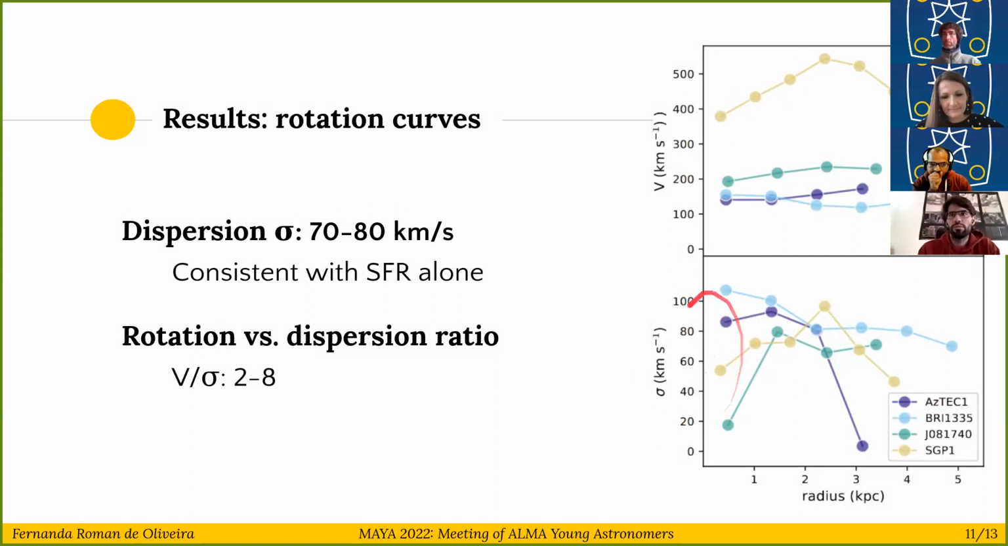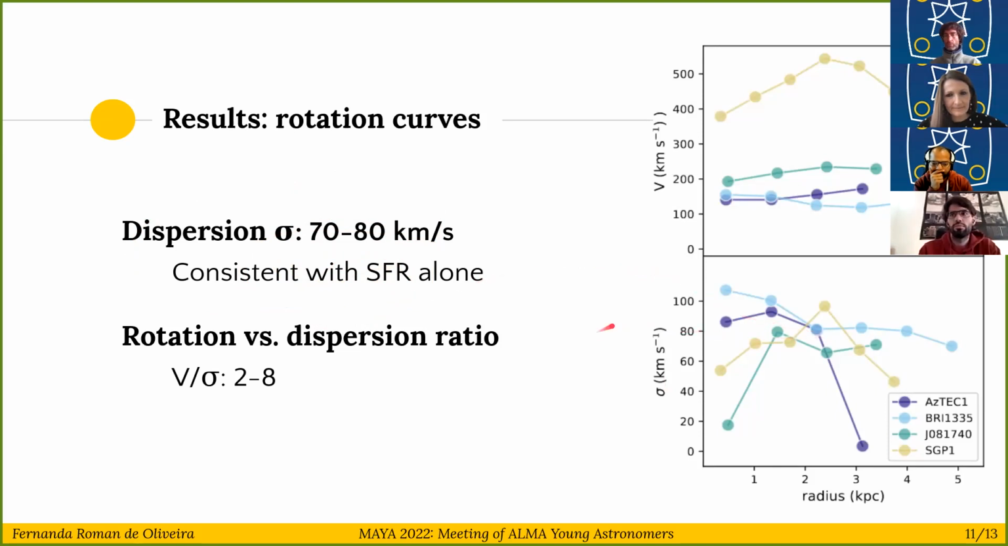So one interesting thing is about this dispersion. All of these galaxies have an average across the disk, across all the galaxies, of 70 to 85. So this is lower than our expectations from the simulations, the theory, and other extrapolation of the data that we had at low redshift. But it's still consistent with the stellar feedback from the star formation rates alone. So we don't need to consider or employ gravitational instabilities to explain this kind of dispersion in these galaxies.